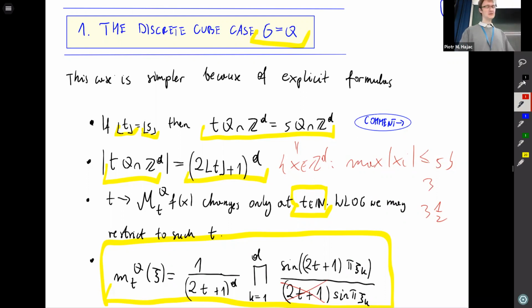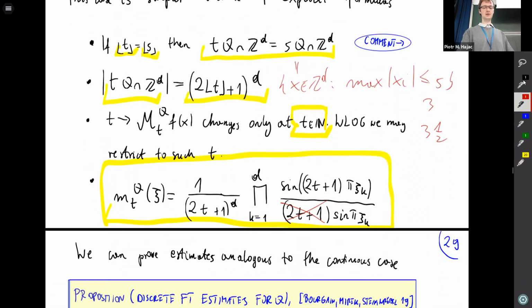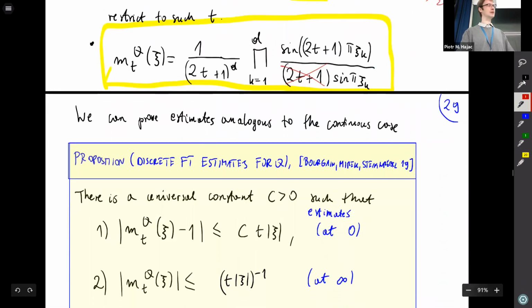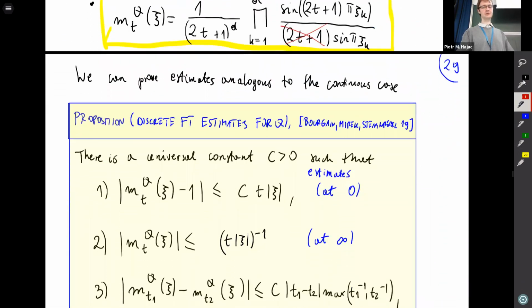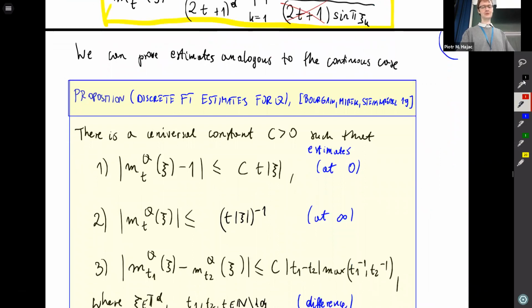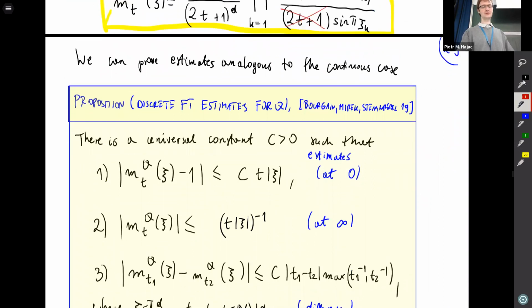Okay, so we have these very explicit formulas exactly because the cube has a product structure, and the ball does not have a product structure. So it already says that there will be some problems with the ball later if you want to say something for the ball. Okay, and what we would like to prove? I'm trying to give a flavor that Fourier transform estimates are important for these kinds of questions.